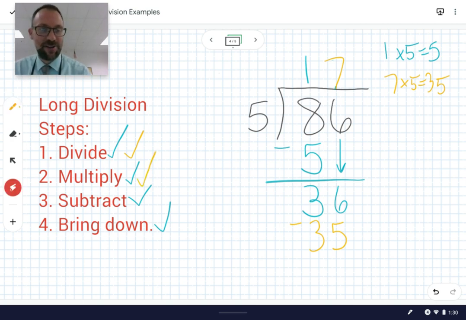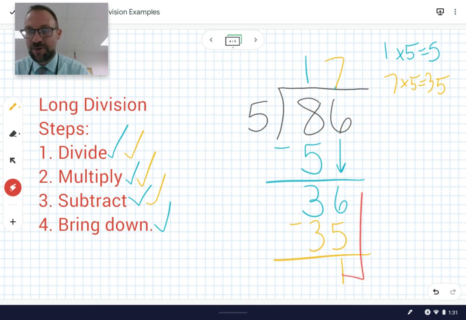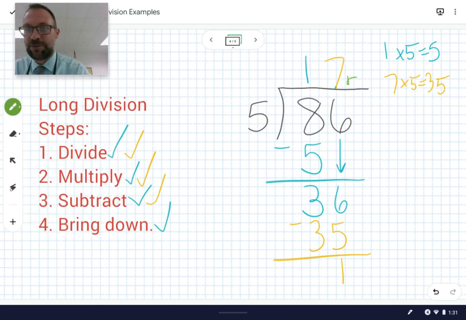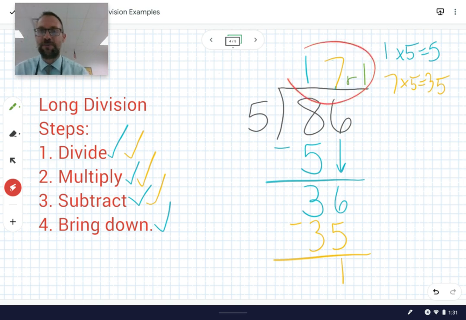I've gotten a head start. We need to subtract next. Just couldn't wait. I was so excited to subtract. 36 minus 35 is 1. That takes care of subtraction. And now we bring down. But look, there's no more digits to work with. We're done. This is our final remainder. So let's bring this remainder up into the answer line. This is 17 with a remainder of 1. Our final quotient is 17 with a remainder of 1.